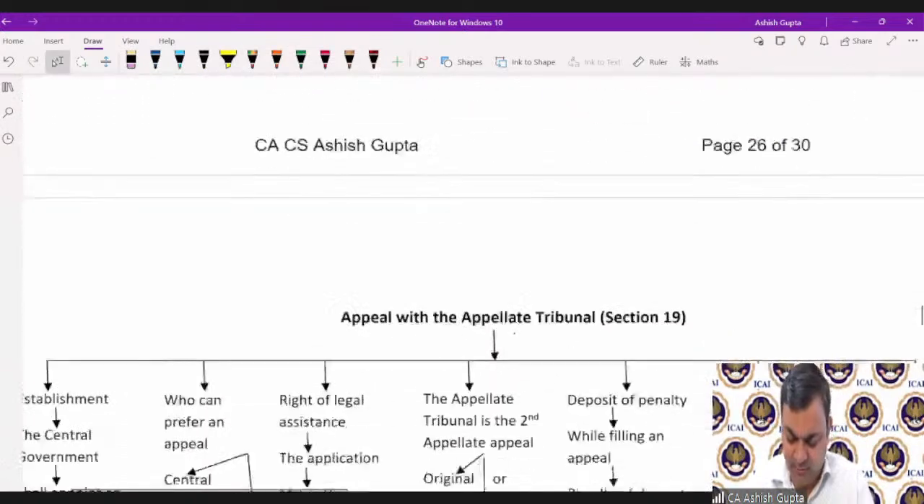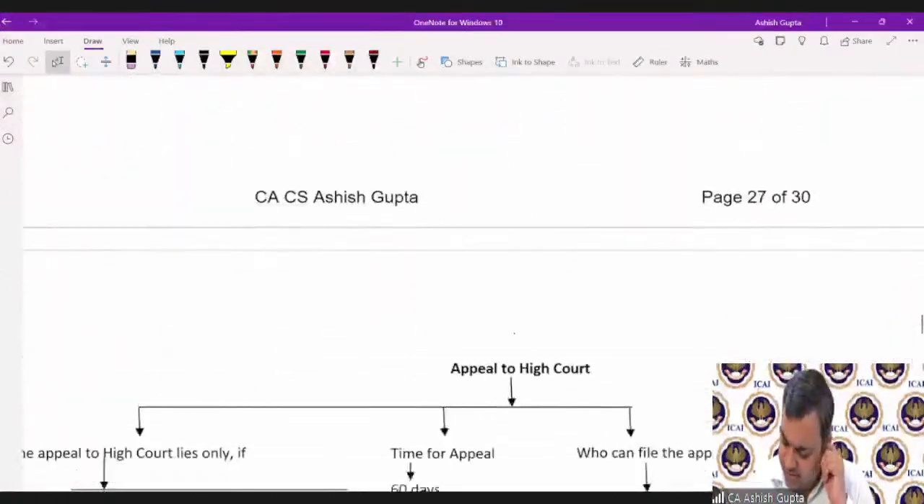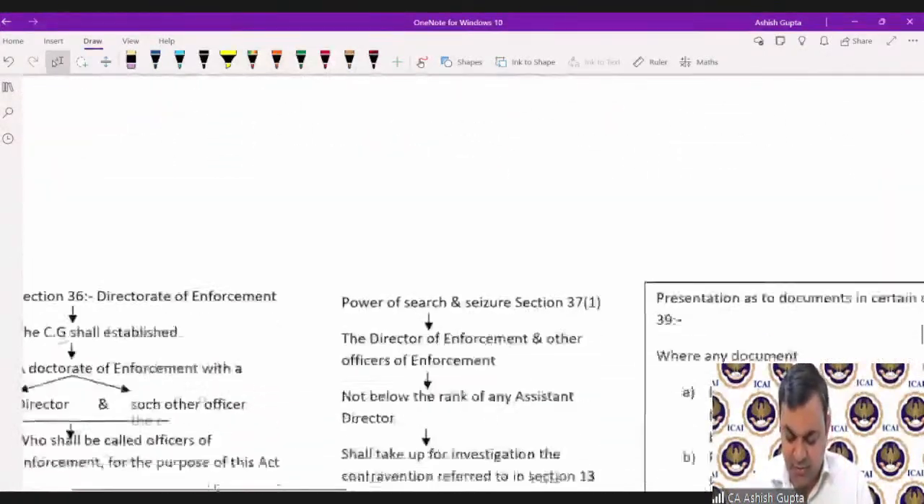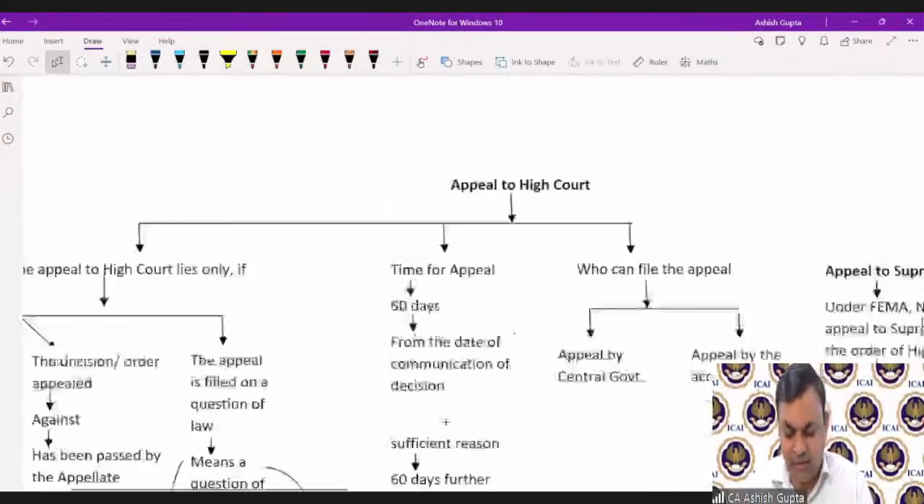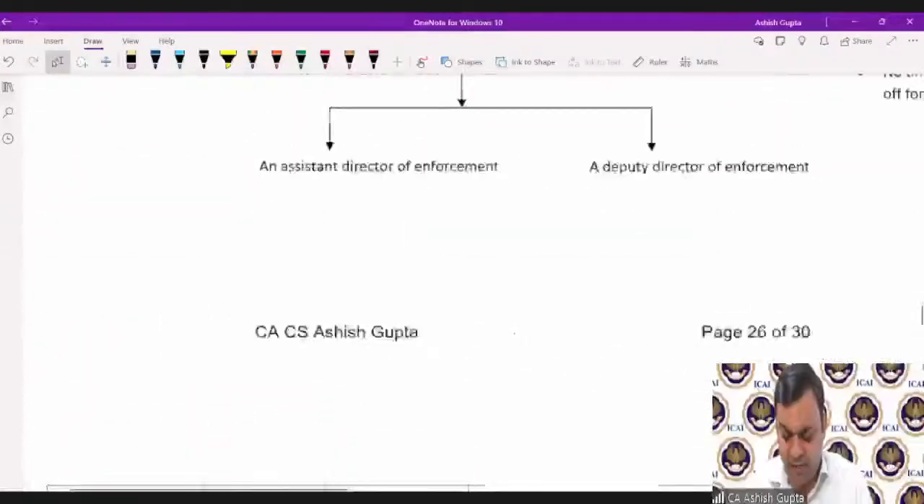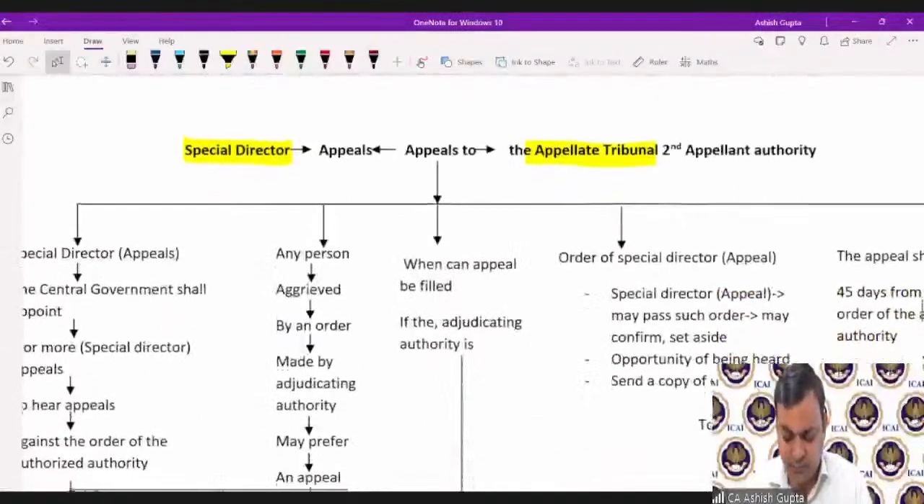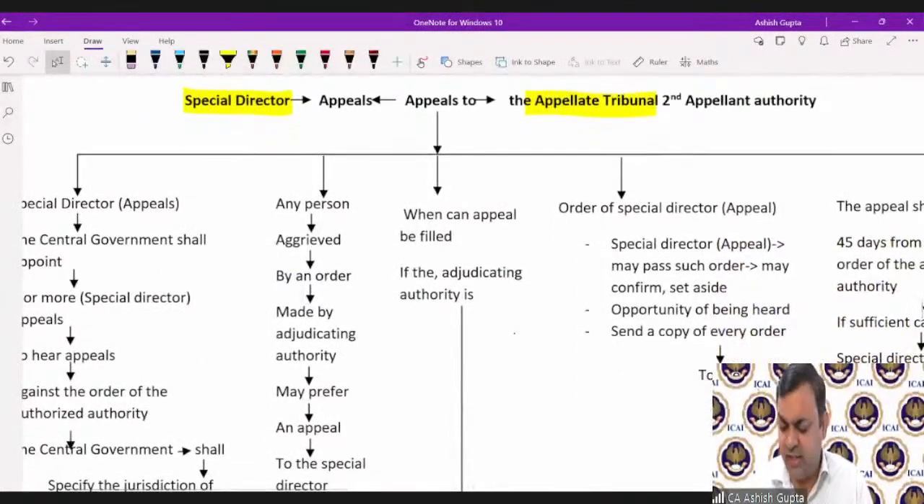First chart, second chart, and third chart, appeal to High Court, right? Okay, so there are three charts of appeal for different appeals. So can we start the appeal part?